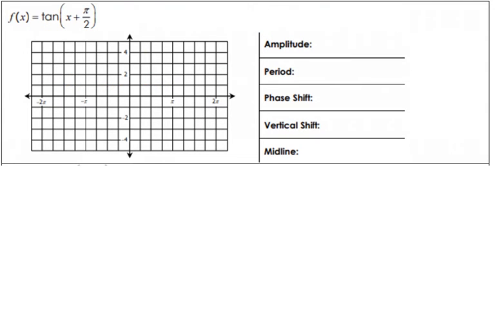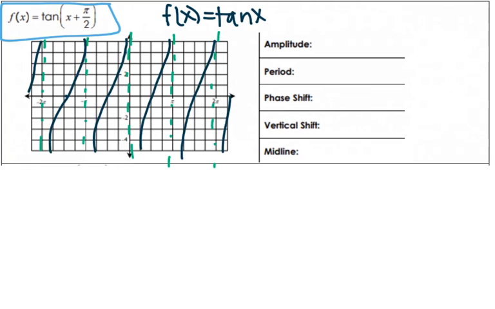So let's do this next one. Remember, my original parent function would be f of x equals tan. Alright, so here's my transformation. Go ahead and pause the video and sketch your graph in 1, 2, 3. So something like this. Remember, the tangent graphs are the weirdest ones.